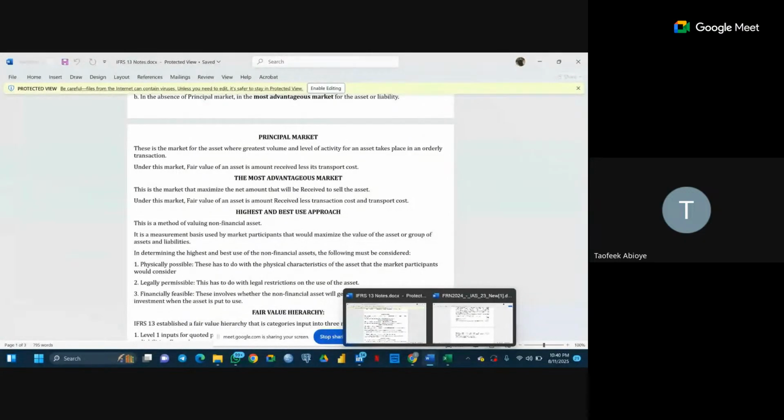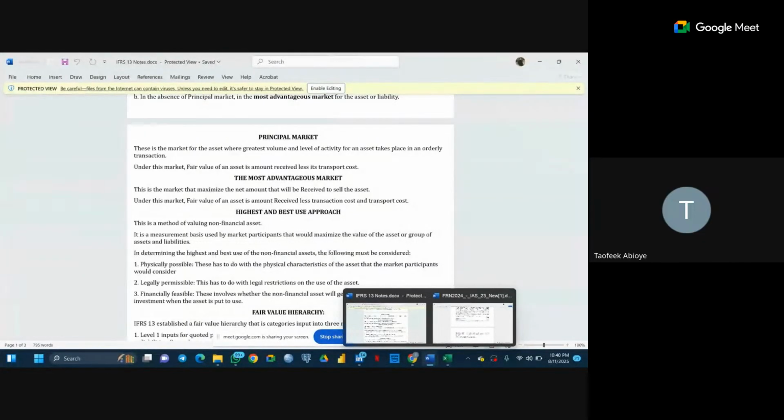The principal market is a market where we have a very large volume level of activities. There is a lot of buying and selling. So before we can call a market a principal market, there will be a very large volume of activities taking place at that particular market.